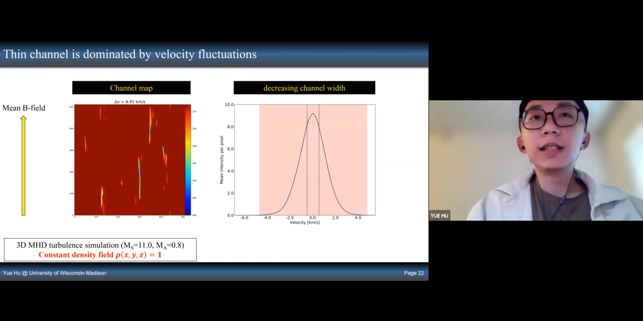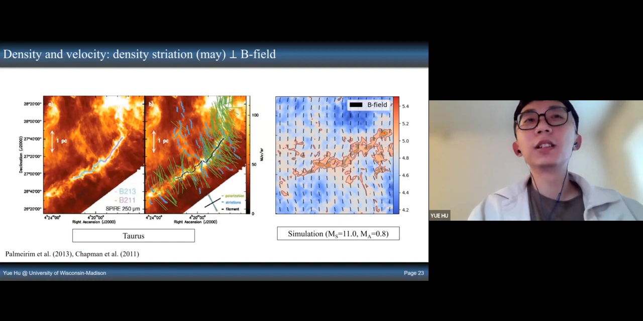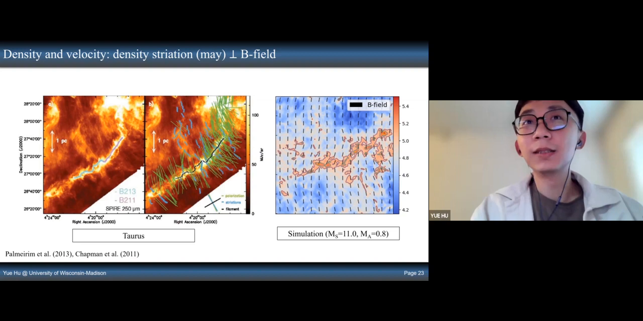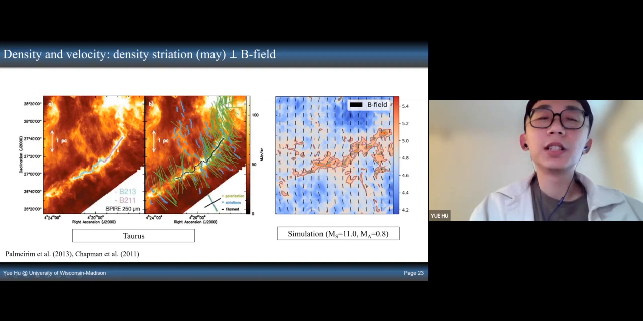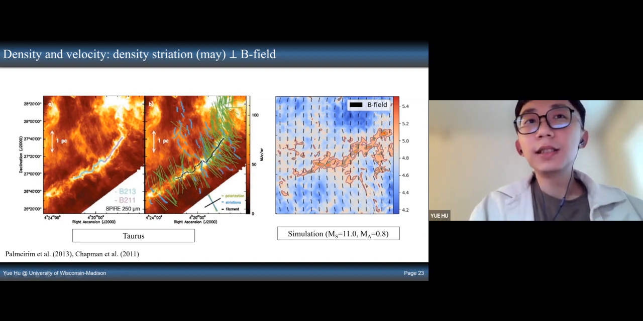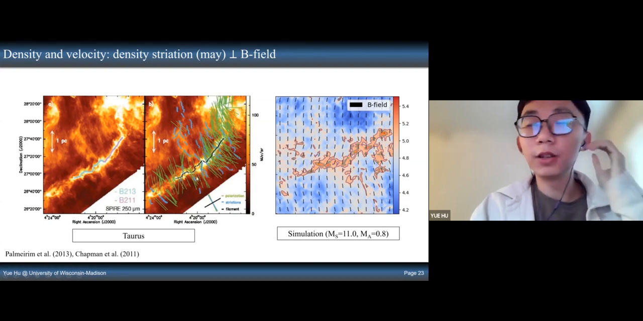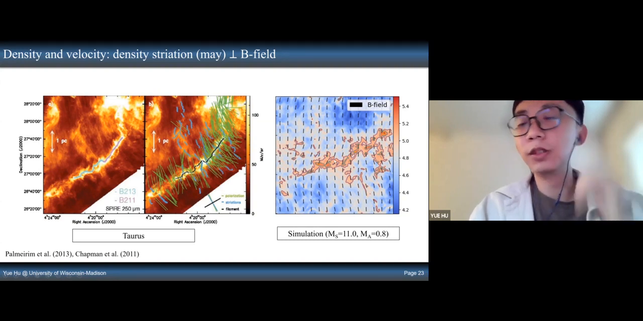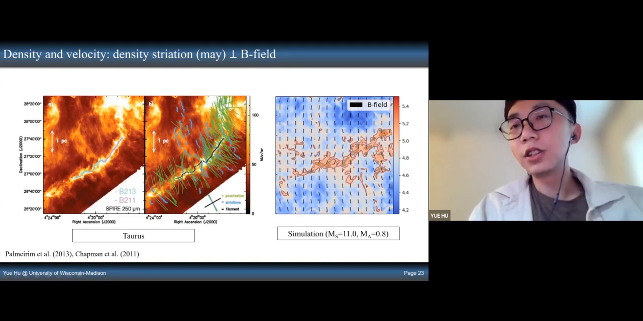But this is for a constant density field. You might also wonder, in reality, we don't have such a constant density field. We must have some contribution from the density. As we observed in Taurus, again, the density structures, or the elongated structures, are not necessarily parallel to the magnetic field. They could be perpendicular to the mean magnetic field direction. This is for Taurus, and this is also observed in our numerical simulation. The density structures could be perpendicular to the magnetic field.